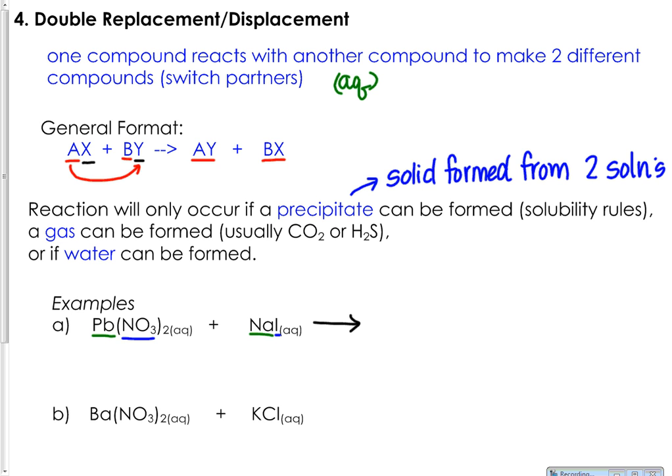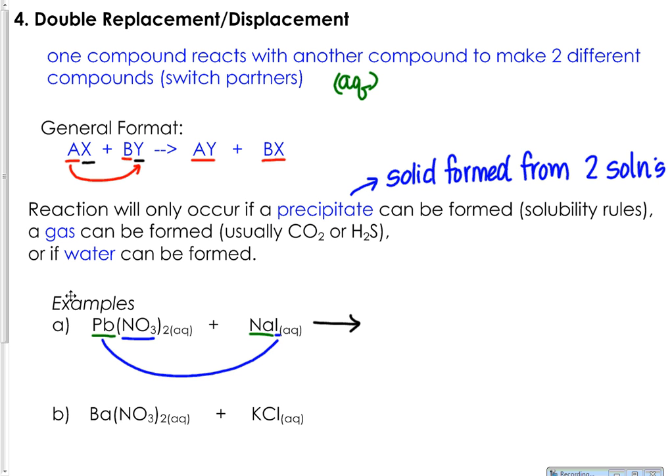Now what we're hoping for is that when the two partners switch, one of them will make a solid. So let's see if Pb and I were to switch. Let's look at our solubility rules. Find Pb on your list of solubility rules, or if you have the grid version, look for Pb on your grid.